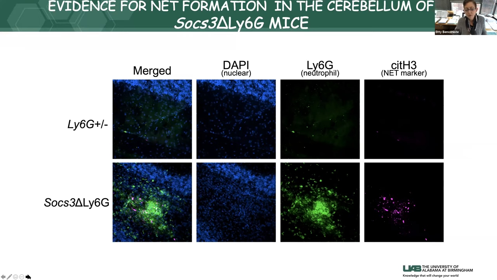This is a very preliminary study, and Bill is expanding this actually by doing RNAscope as well as further analysis. But at least this piece of data does suggest that we do see NET formation in the cerebellum of mice with brain-targeted EAE. And what we need to do next is also determine if this is relevant in terms of disease pathogenesis.